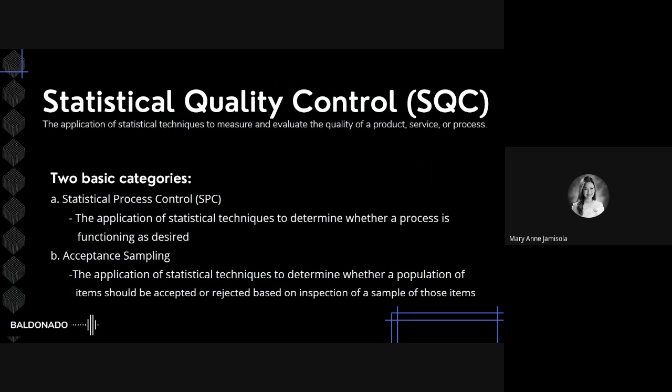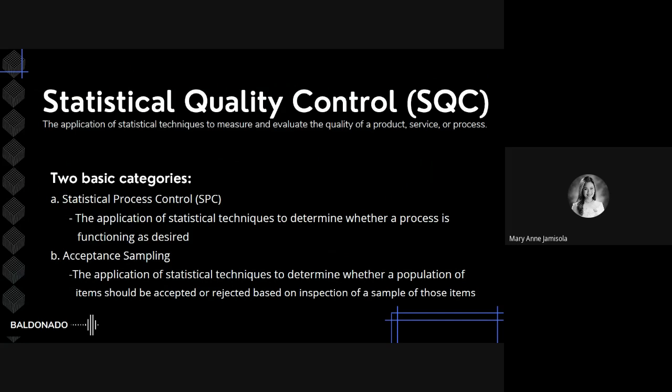So there are actually two basic categories under statistical quality control. And these are the statistical process control and the acceptance sampling. So, statistical process control is the application of statistical techniques to determine whether a process is functioning as desired. So, if you want to evaluate the quality of a process, this is what you should use: statistical process control.